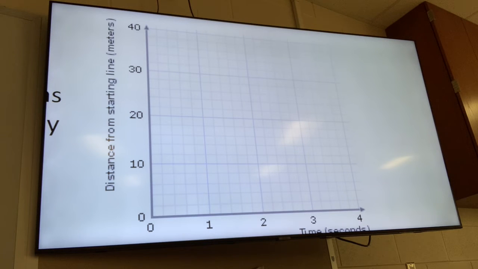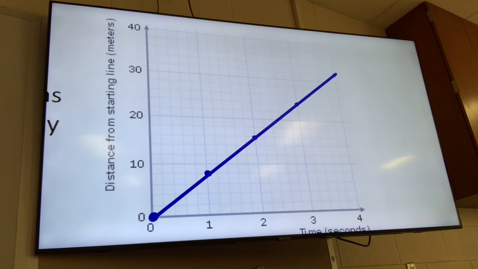Okay, so if the dog starts at 0, the dog can run 8 meters per second. That's the slope. So that means you're going to count up 8 meters and over 1 second. Up 8 and over 1. So it goes by 2s, so go up 4 squares and over a second. And you just keep doing that until you get all the way to 4 seconds. Okay, so there's the dog.